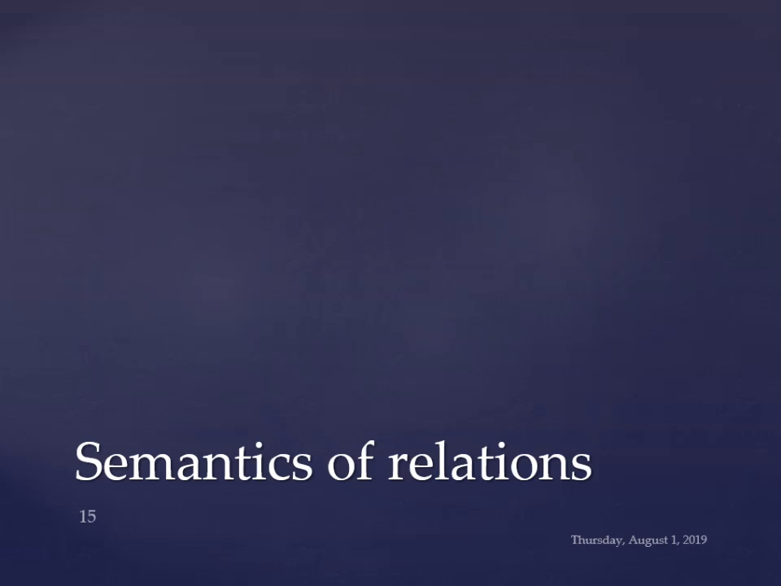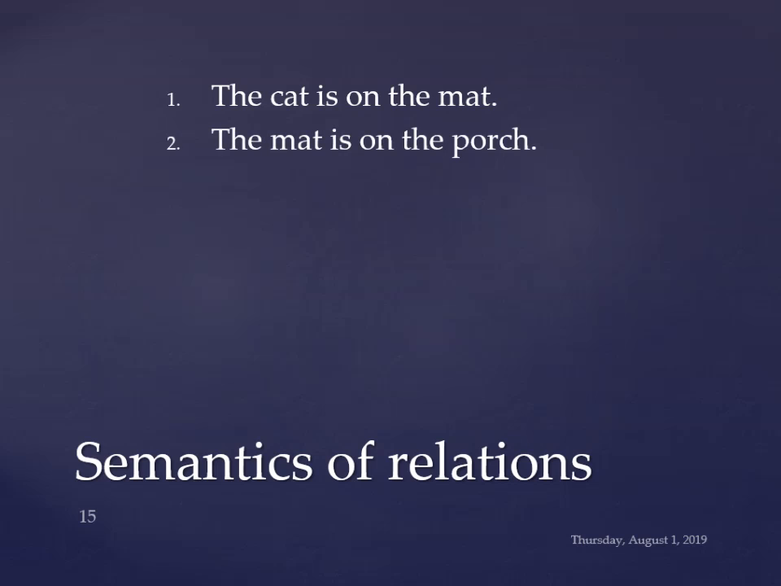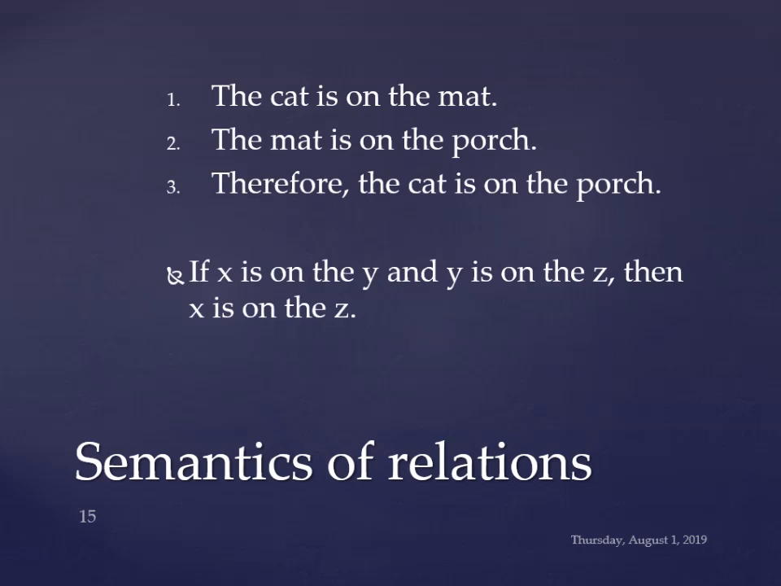We also care about the semantics of relations. All right, here's a relation. The cat is on the mat, right? In order to determine the truth of that, you're going to need a particular cat and a meaning of "on." Then we can take a look at this second premise here. The mat is on the porch. And so you can determine that the cat is on the porch, right? This is a transitive kind of relation. If x is on y and y is on z, then x is on z, right?